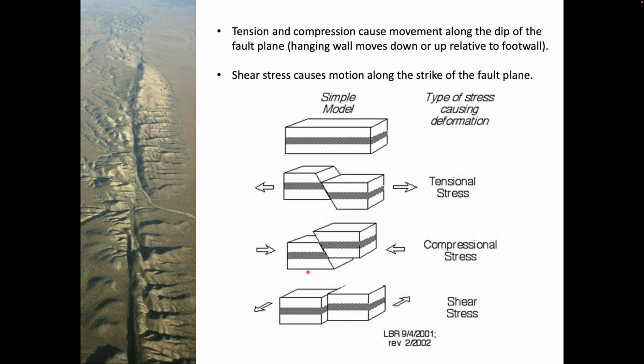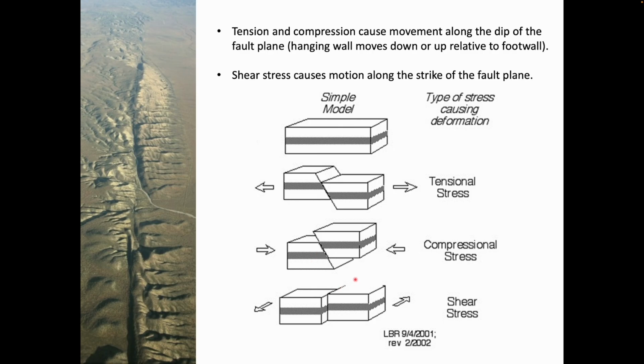Broad-scale tectonic forces of tension and compression cause movement along the dip of the fault plane. The hanging wall will move up or down relative to the footwall. Shear stress, however, causes motion along the strike of the fault plane. So when we look at this simple block model and the types of stress causing that deformation, tension causes the hanging wall to move down relative to the footwall. A compressional stress does the opposite, and the hanging wall will move up relative to the footwall.